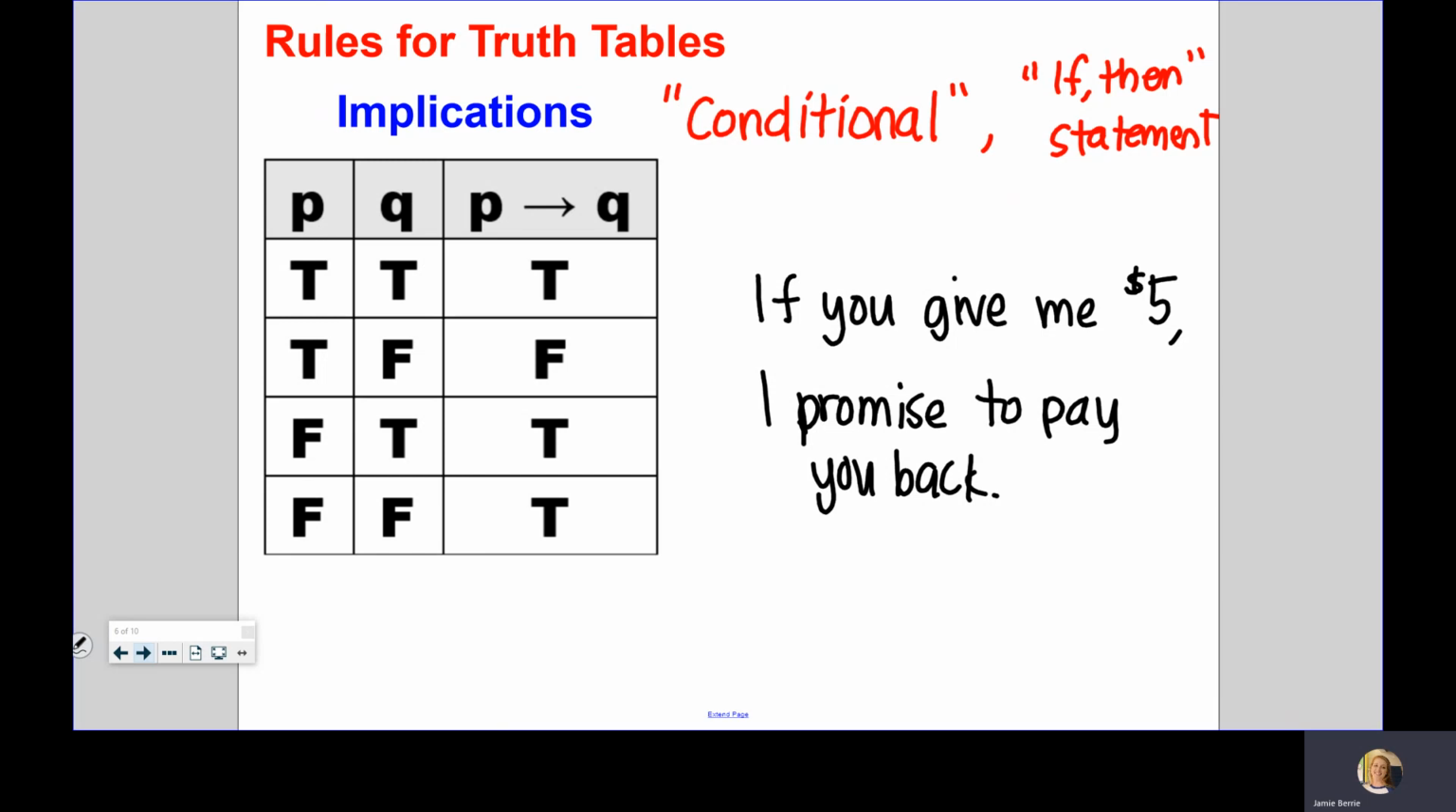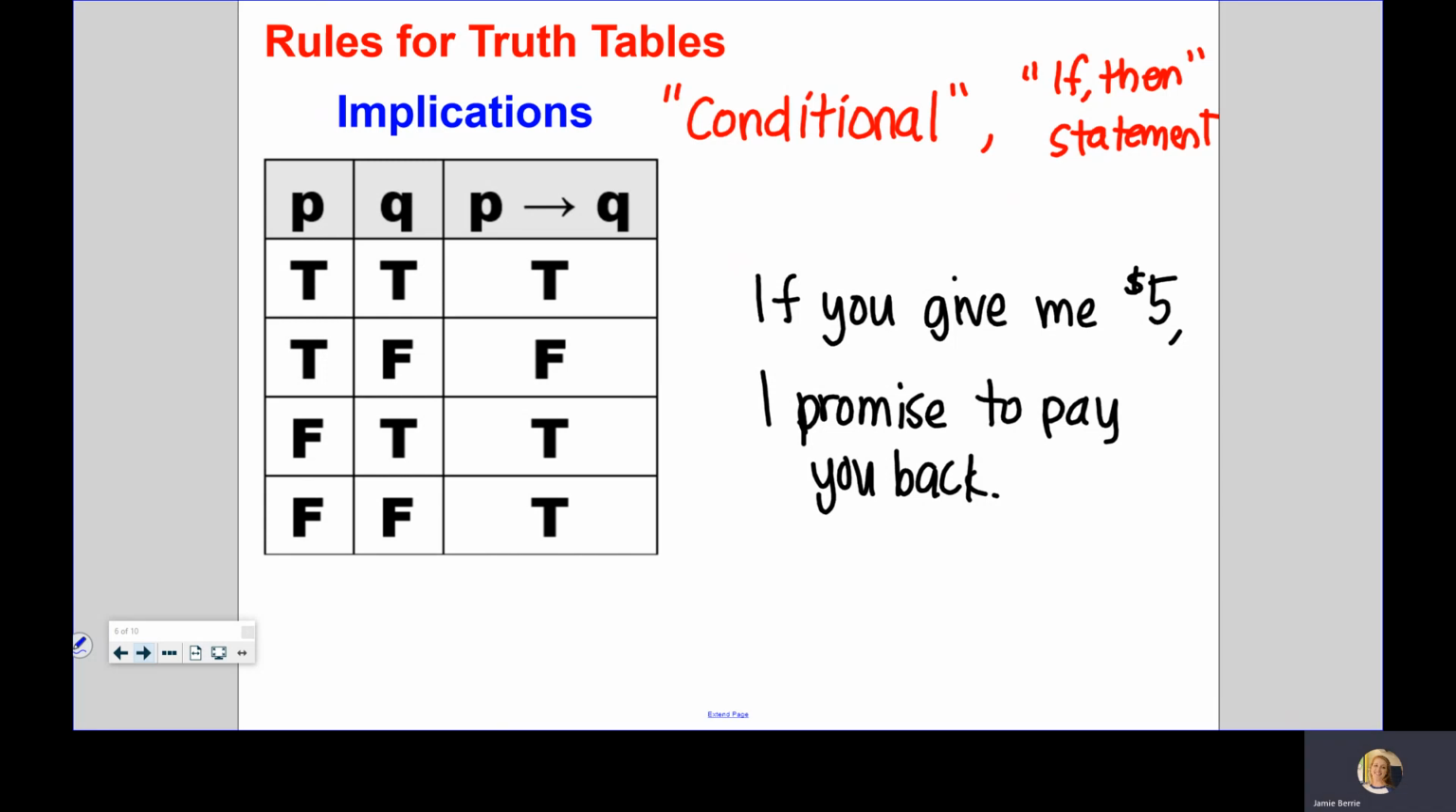The next one is where the first part is true, but the second part is false. So you gave me $5, but I never paid you back. So the promise was broken. So that's why you have an F here. So the promise was broken, so the compound statement is false. All right, now the last 2.